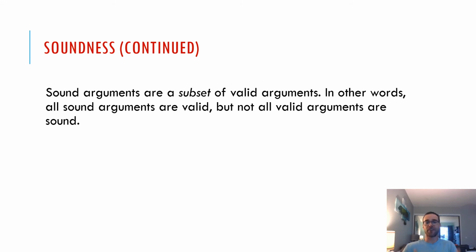So when we think of sound arguments, we're thinking of really a subset of valid arguments. In other words, all sound arguments are valid, but not all valid arguments are sound. Which means you can have a valid and sound argument, and you can have a valid but unsound argument, if the structure is good but the content is false. You can have an invalid and unsound argument, but you can never have an invalid but sound argument.